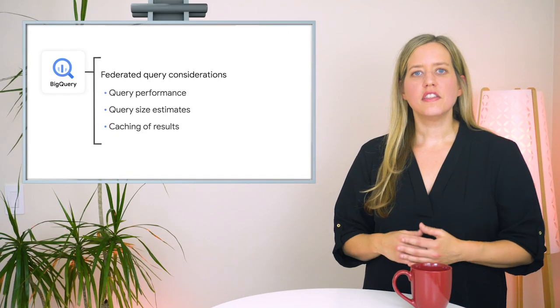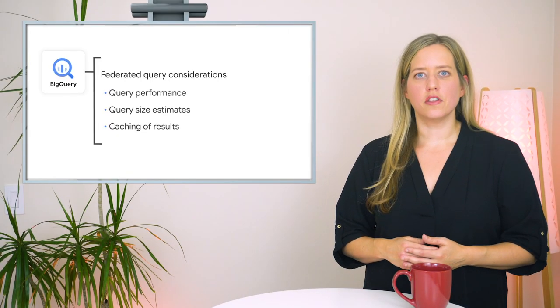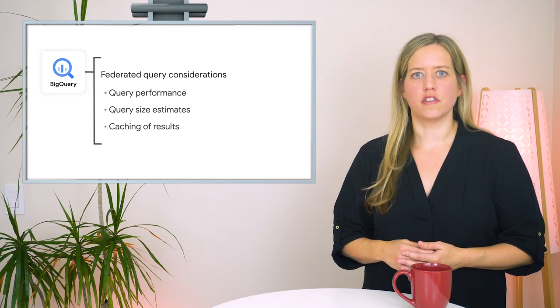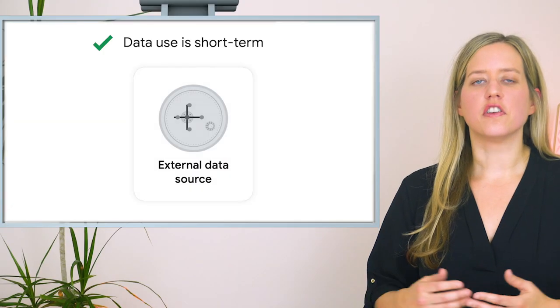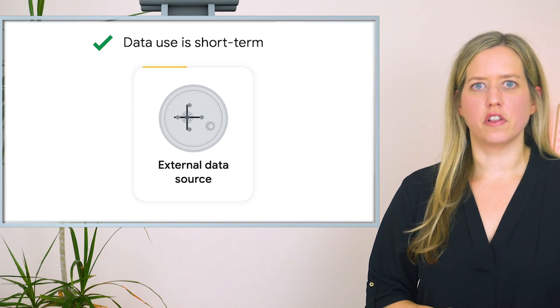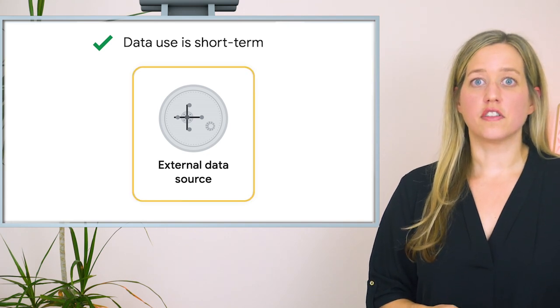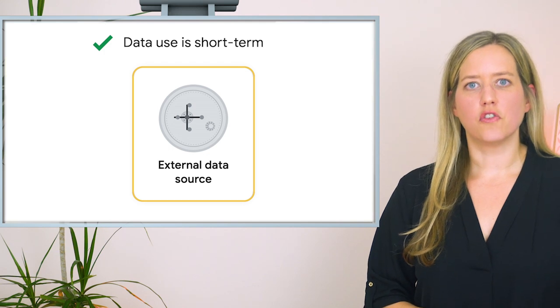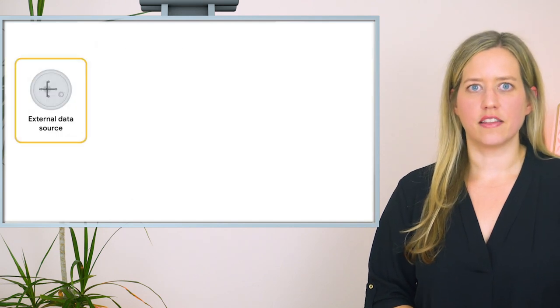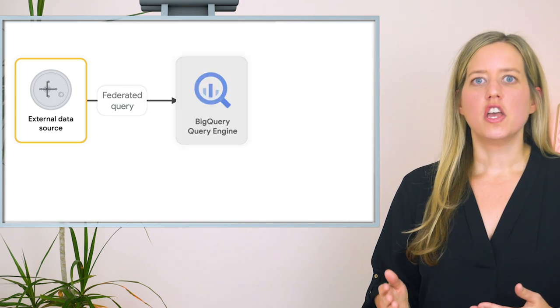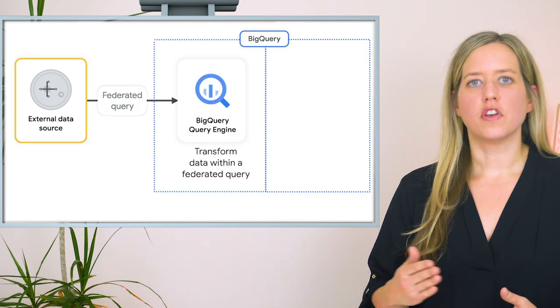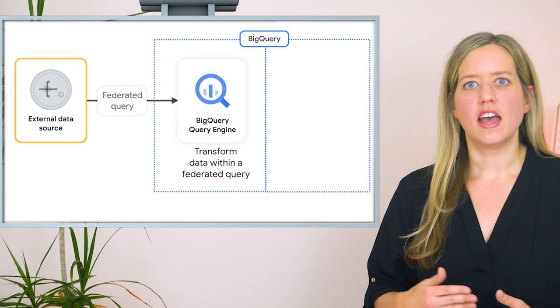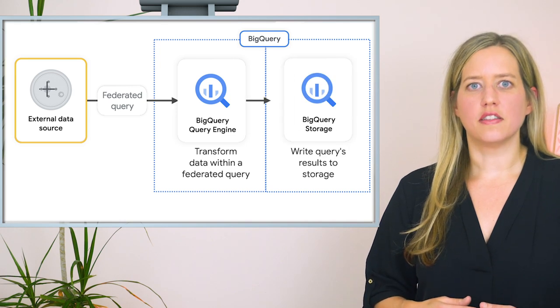So, given these considerations, what are some popular use cases for external data sources? Overall, this feature is best for short-term, less frequently accessed data. For example, you could use external data sources to support loading and transforming your data in just a single pass. In this workflow, you query the external source, transform the data as part of the query, and then write the results as a permanent table in BigQuery storage.